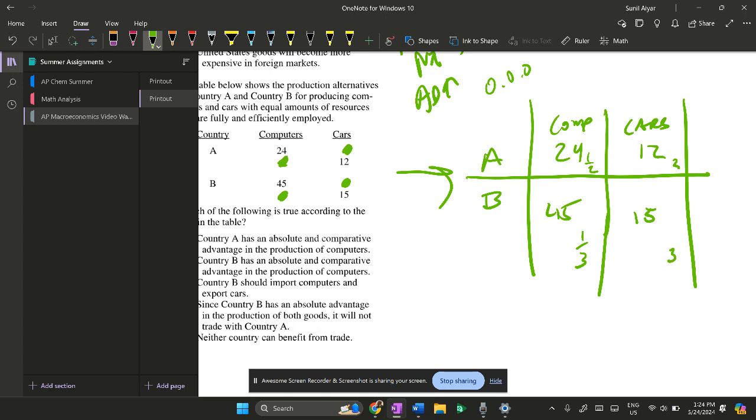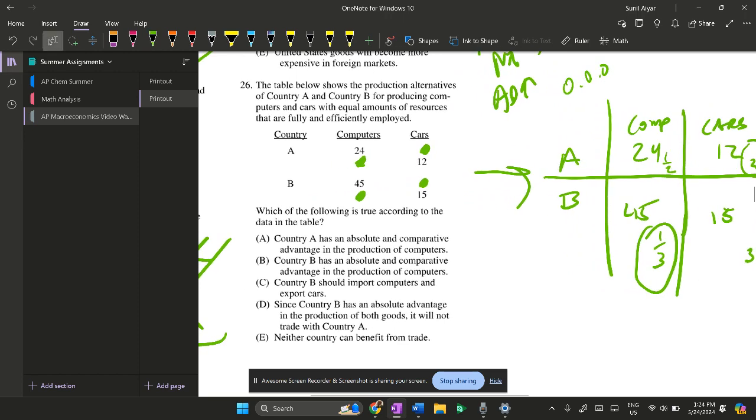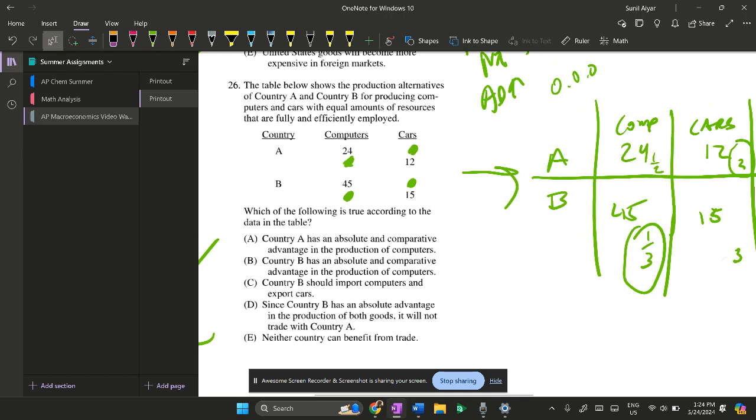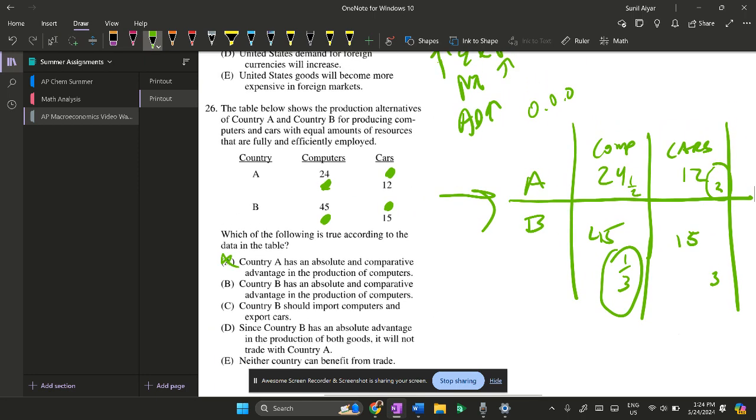Now, look down the computers column, see which number is less. This number is less. 1/3 is less than 1/2. So circle that. See which number is less over here. 2. Okay? So country B can produce computers for cheaper. Country A can do cars for cheaper. So country A is absolute advantage, and the comparative advantage in computers, wrong.